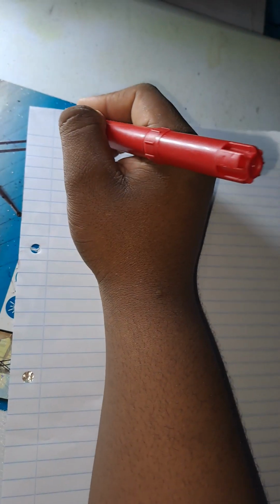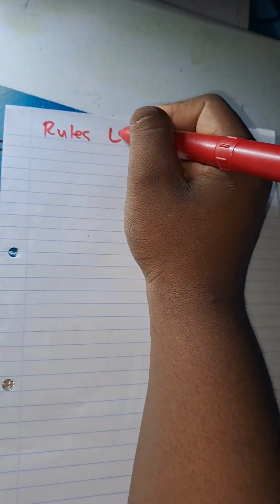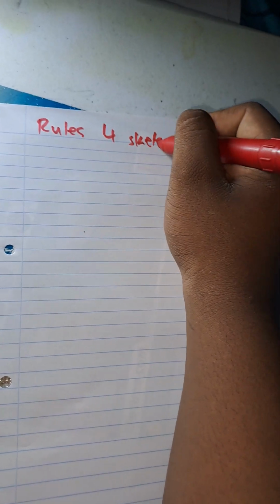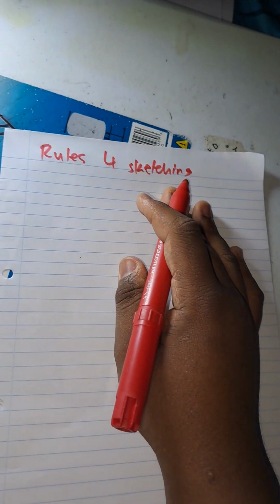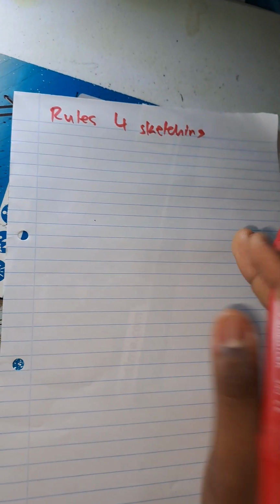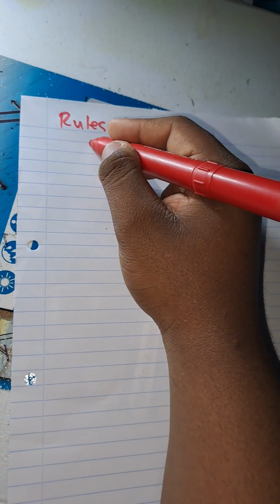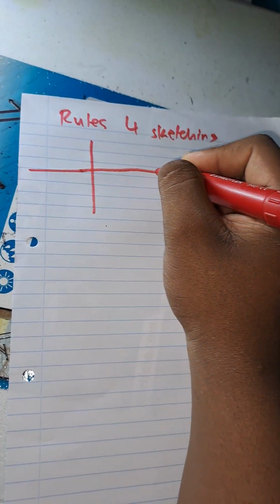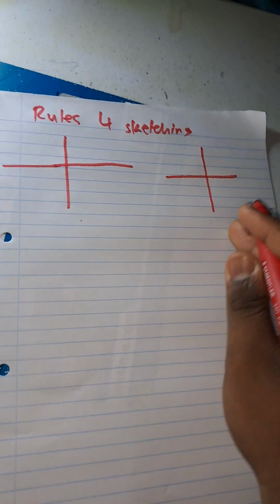Let's continue. So let's go to the rules for sketching. Determine the shape of your graph. Be careful. The first thing you must do when you're sketching is determine the shape of your graph. I have two types of shapes.